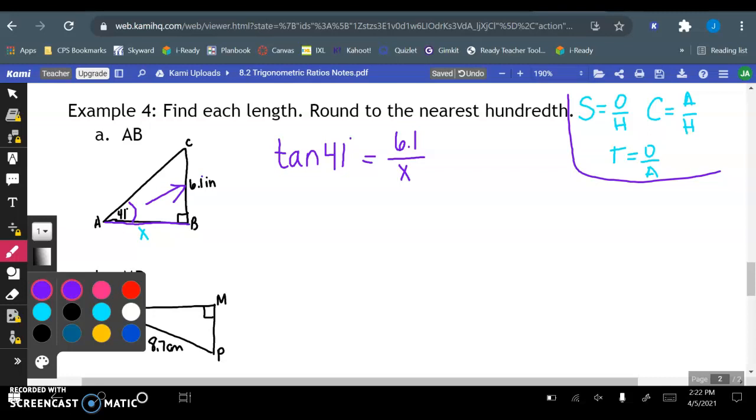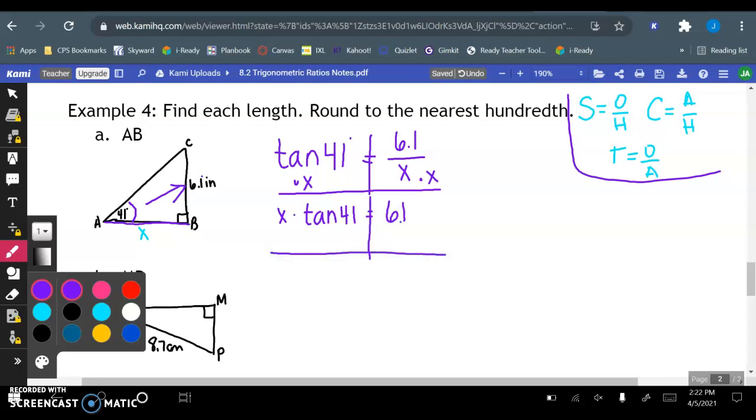So now what we have to do is get rid of this divide by x. So it's 6.1 divided by x. The opposite of division is multiply, so I'm going to multiply both sides by x. So I'm going to have x times the tangent of 41, and that would equal 6.1, not 61. Now I want to solve for x, so I have one more thing to do. This is multiply here, so I'm going to divide by the tangent of 41. So the tangents of 41 cancel, and I just have x left.